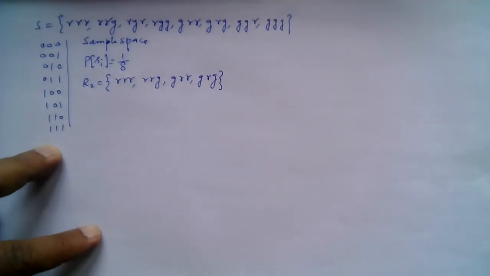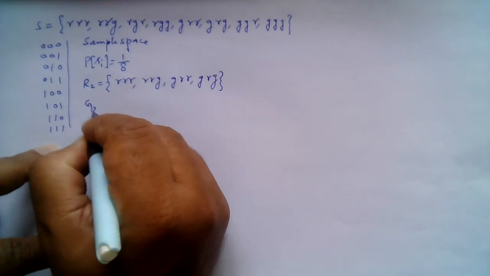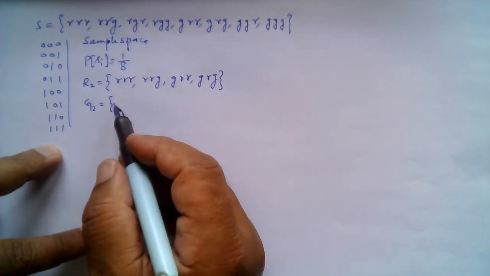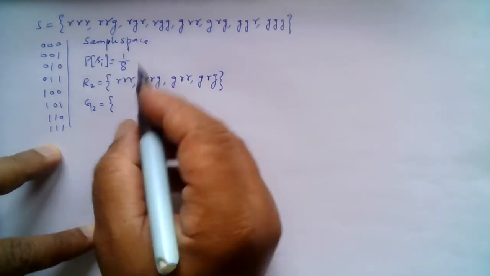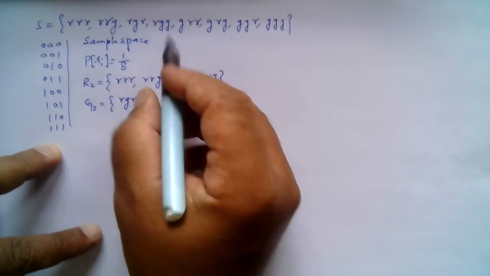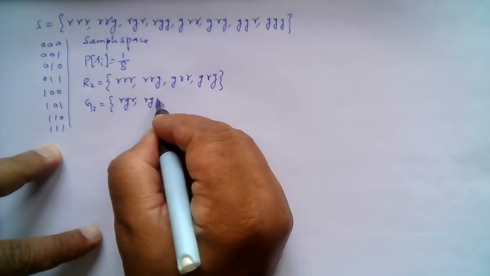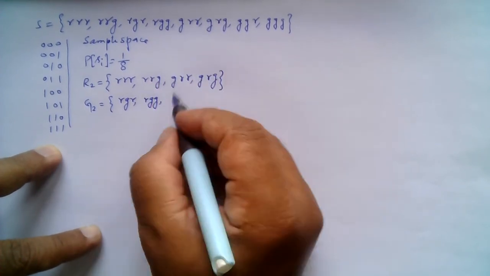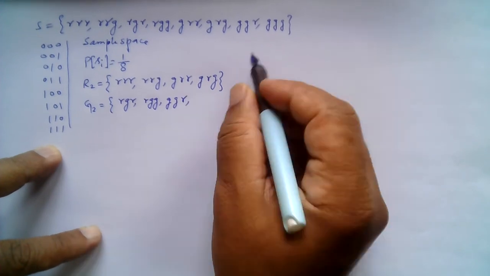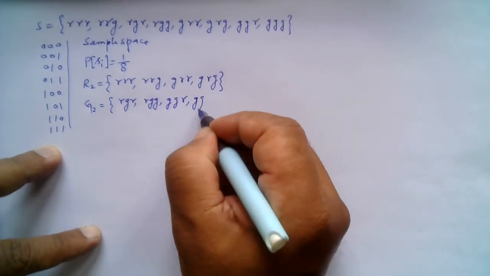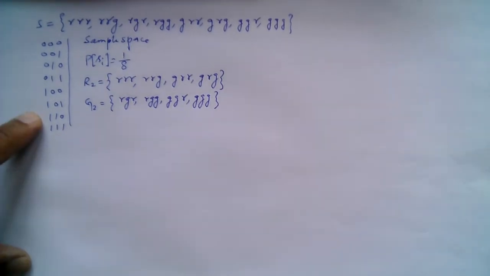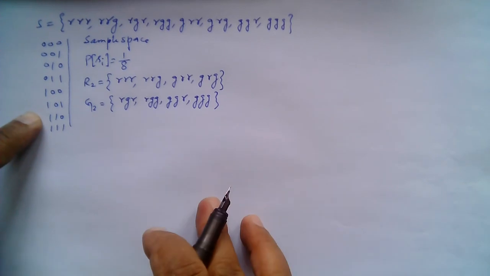So this is the event R2, and the event G2 is the event where the second light is green. So we have a second green here, R, G, R. We have second green here, R, G, G, and then we have here G, G, R, and we have here G, G, G. So these are events R2 and G2. So we have already discussed that R2 and G2 are independent if this holds.